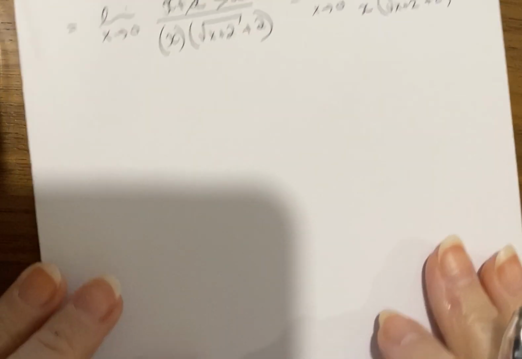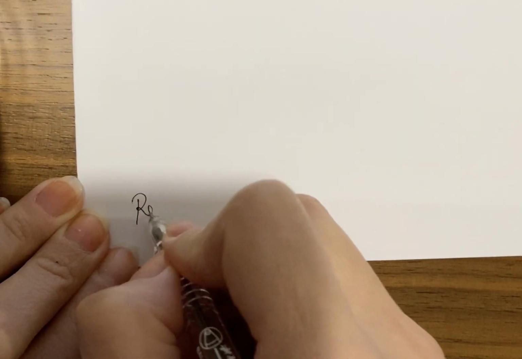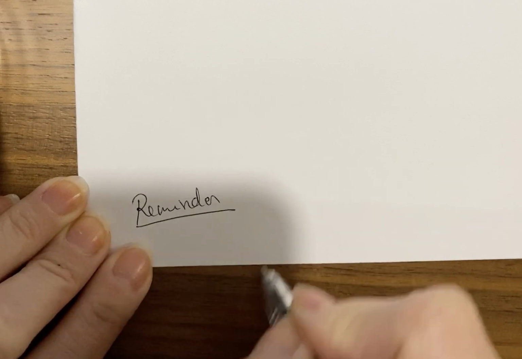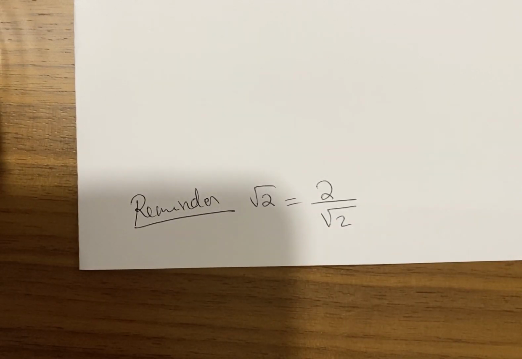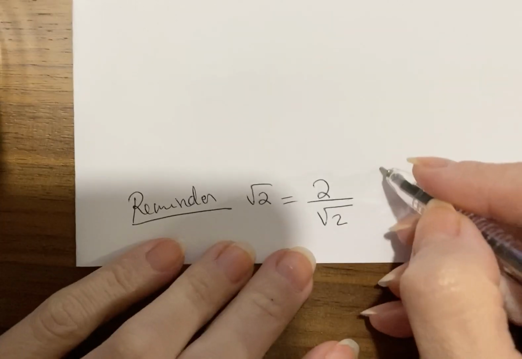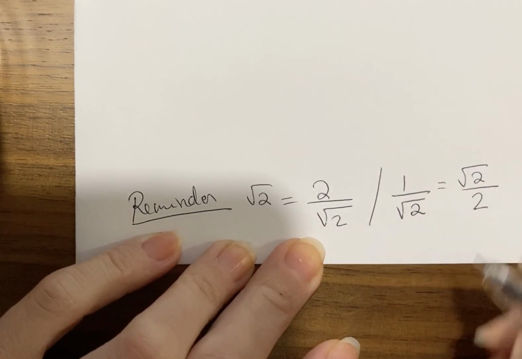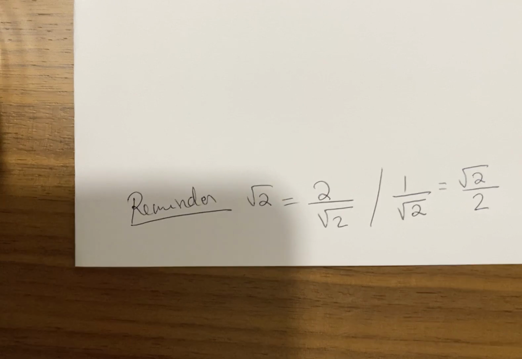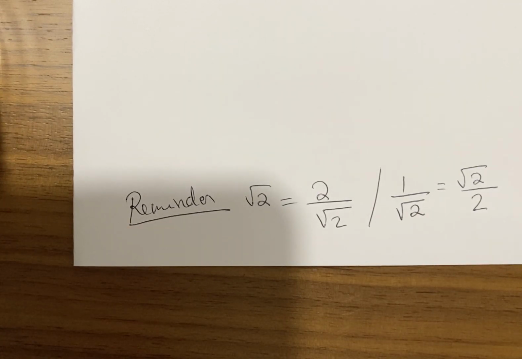Just like, for example, if I tell you root 2 and 2 over root 2. Just as a reminder, root 2 is the same as 2 over root 2. Right? They are exactly the same, written in a different way. Similarly, 1 over root 2 is the same as root 2 over 2, but written in a different way. We look at them, we see they are different, but aren't they exactly the same?